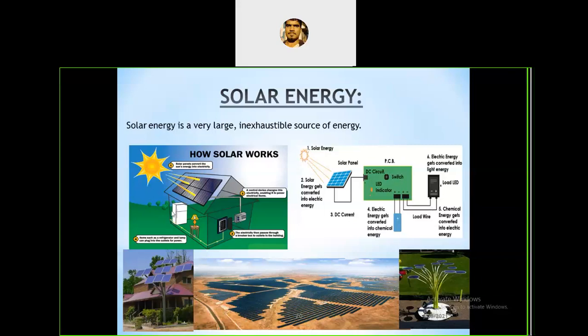And in the bottom there are three important pictures. One is the middle picture, which shows solar panels, a huge number of solar panels installed in Rajasthan, in India. Rajasthan has the number one solar stations. Here thousands of solar panels are installed, and they generate a large amount of electricity.